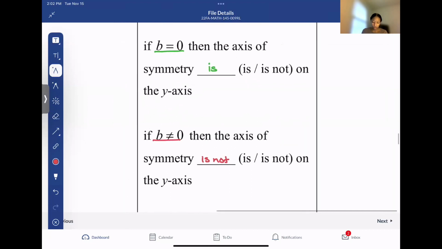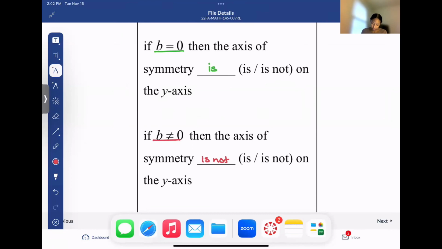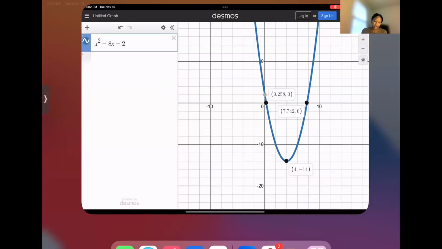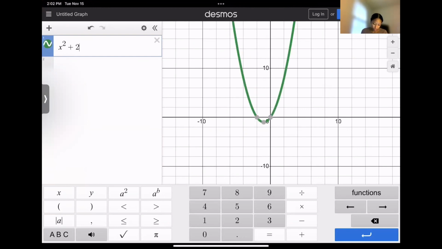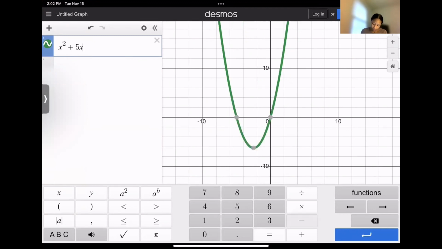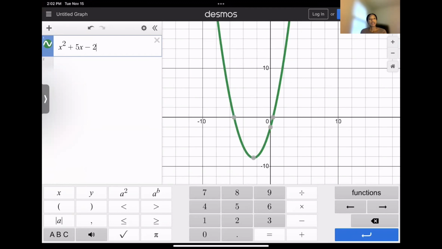So just really pictorially, I want to show you guys what we mean by that. I'm going to go to Desmos really quickly and show you two quadratic functions, one where b is equal to 0 and one where b is not equal to 0. We'll make them easy. Let's go x squared plus 5x minus 2. Okay, here is one quadratic function.